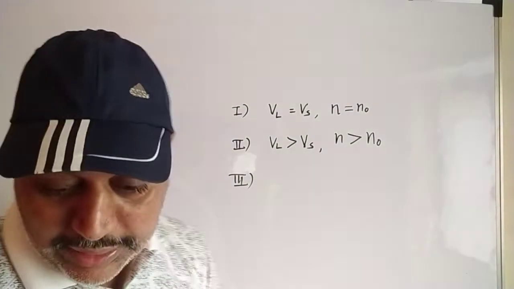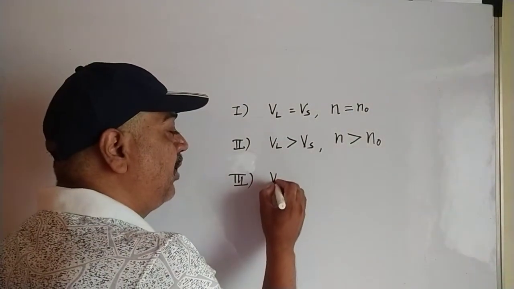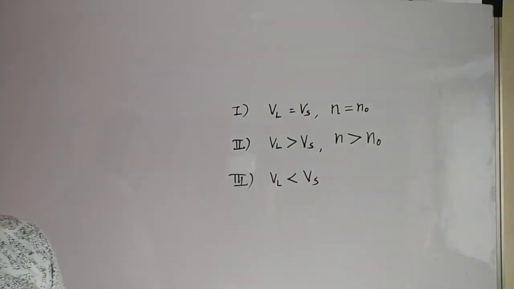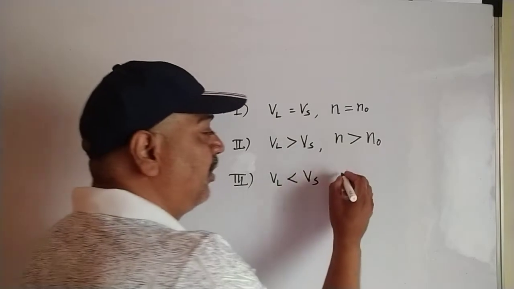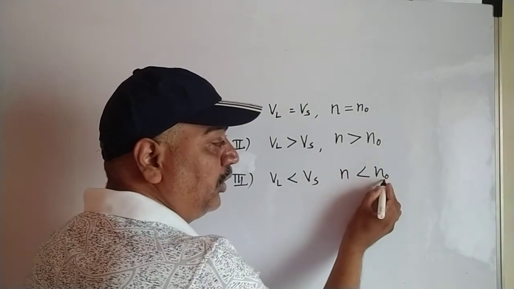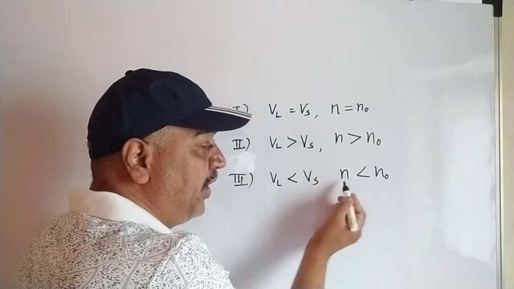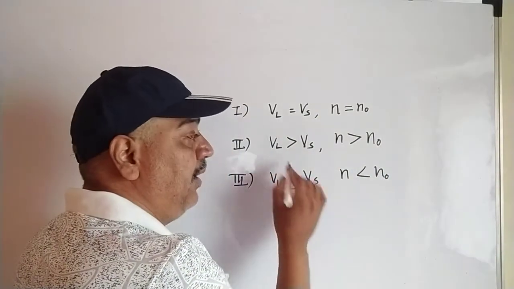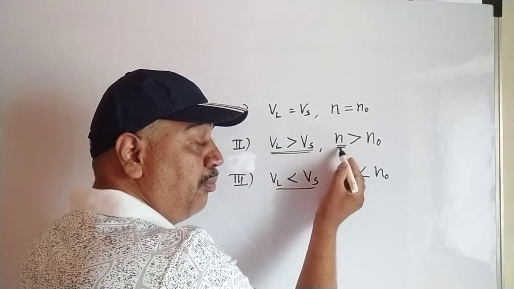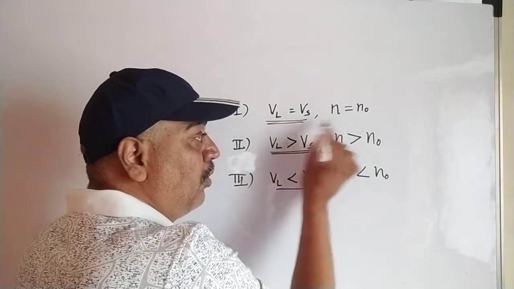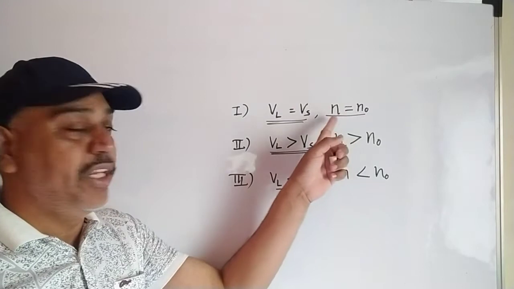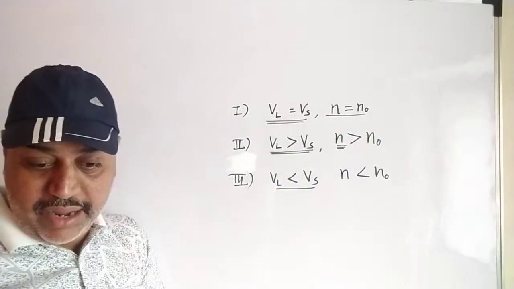And the third and last case they have taken: if the velocity of listener is less than the velocity of source, the apparent frequency would be less than n0. Whatever the original frequency, we hear less than that if this condition is satisfied. If the other condition is satisfied, we hear it more. If both are the same, we don't hear any change. Whatever the original frequency, we hear the same. Those are the three cases they have given here.